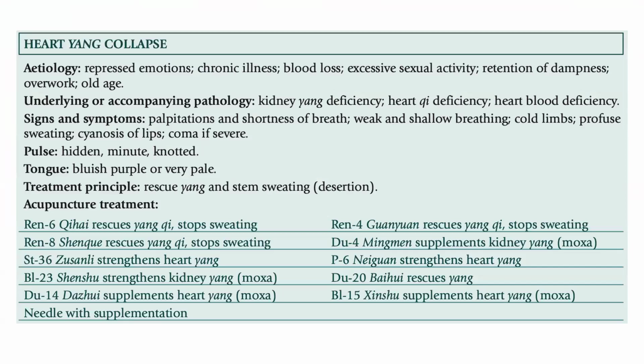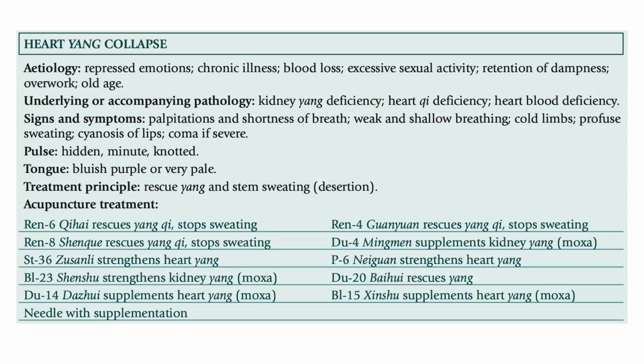Signs and symptoms: palpitations and shortness of breath, weak and shallow breathing, cold limbs, profuse sweating, cyanosis of lips, coma if severe. The pulse would be hidden, minute, knotted. The tongue would be bluish purple or very pale. Treatment principle is to rescue yang and stem sweating.